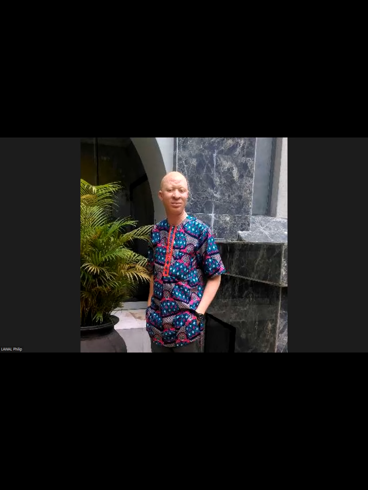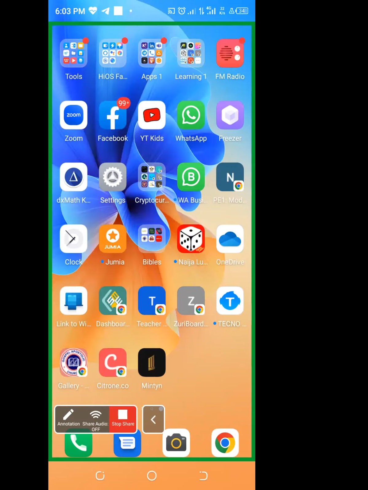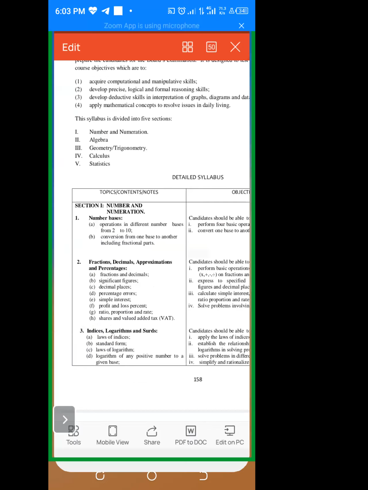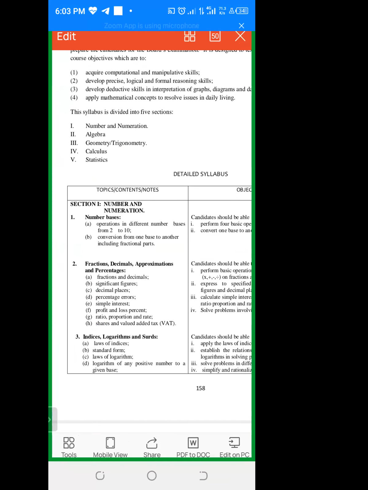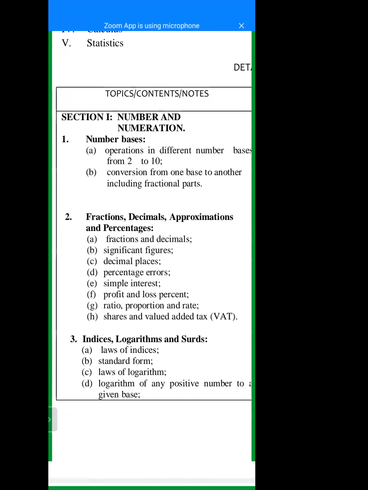Share my board. Let me quickly make reference to what we did last week. I remember last week we talked about this syllabus brief for the JAMB exam. And I shared my syllabus, just like I want to do now, that we're going to start from number bases. That's just the starting point for easy growth.